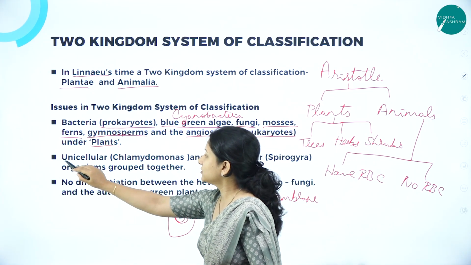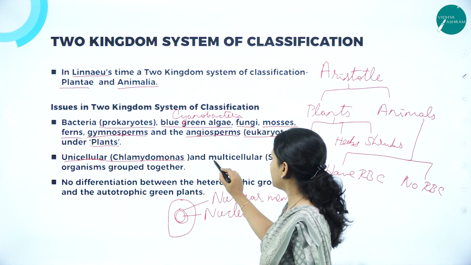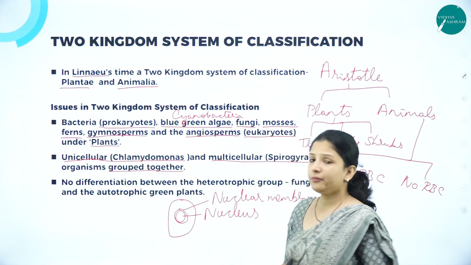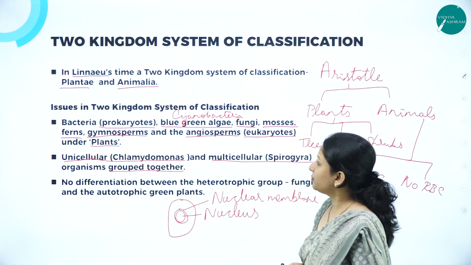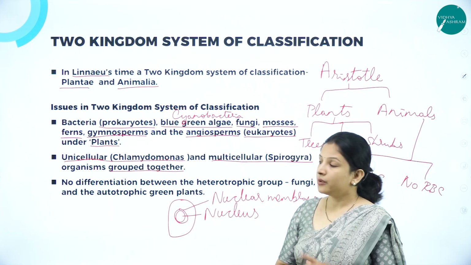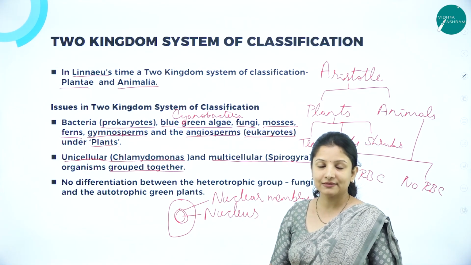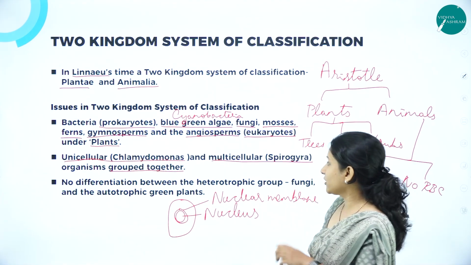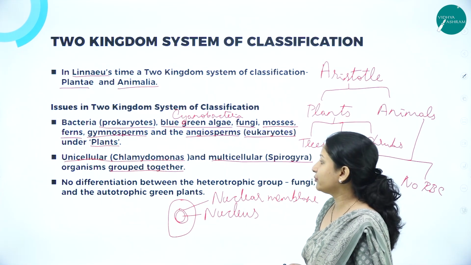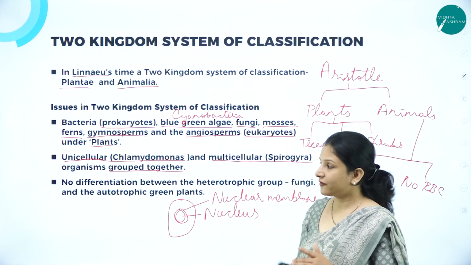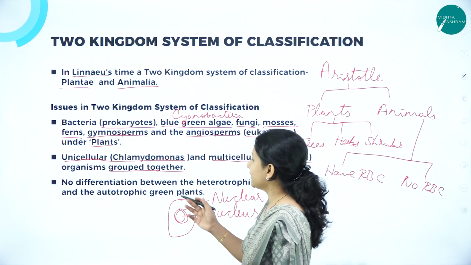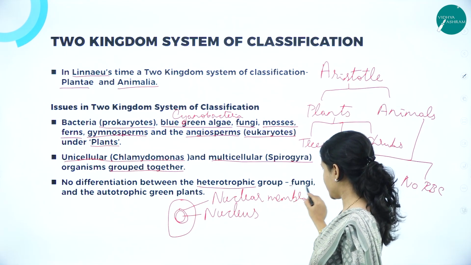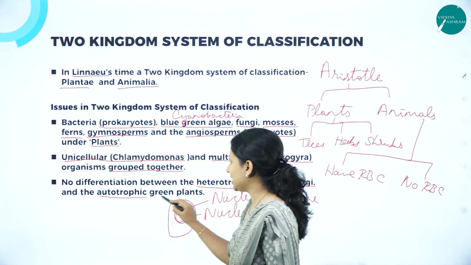And next, unicellular chlamydomonas and multicellular spirogyra were grouped together. Chlamydomonas and spirogyra were put under plants. It is wrong because chlamydomonas is unicellular, made up of one single cell, whereas spirogyra, which is an algae, is made up of multiple cells. So therefore this is wrong. Next, there was no differentiation between heterotrophic group fungi and autotrophic green plants.